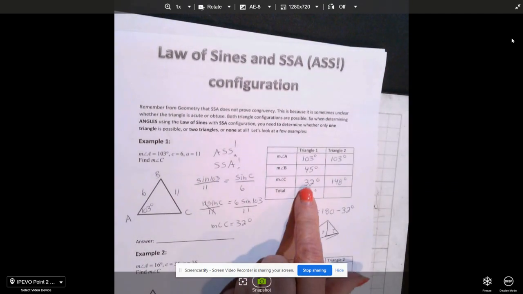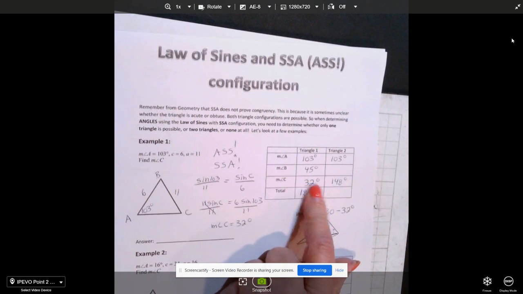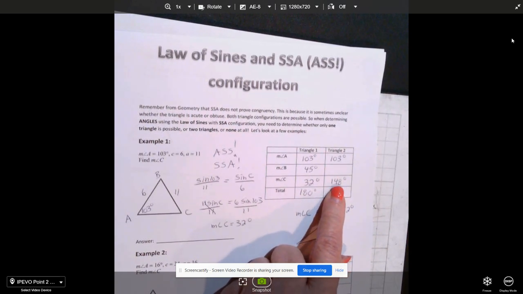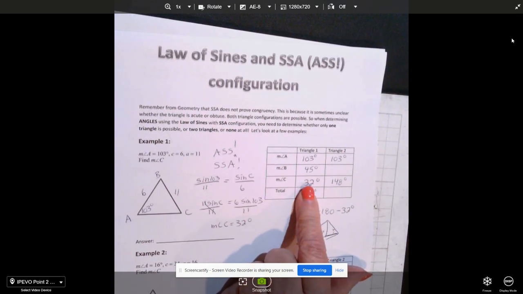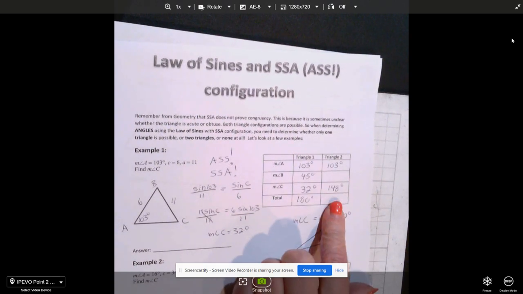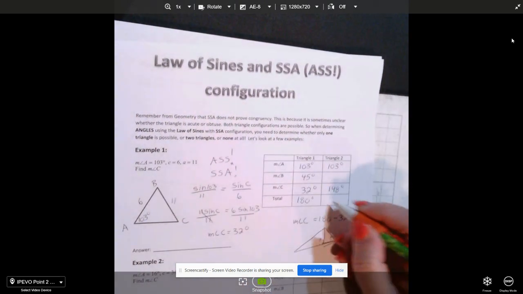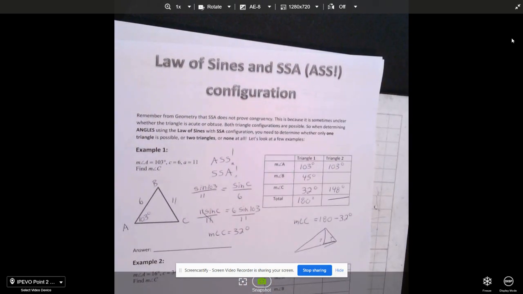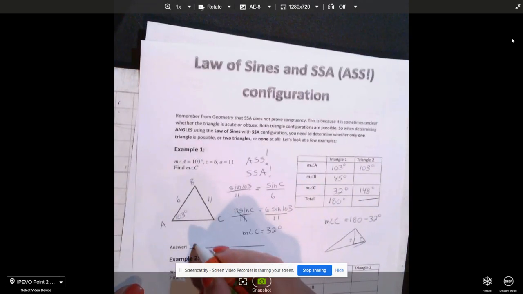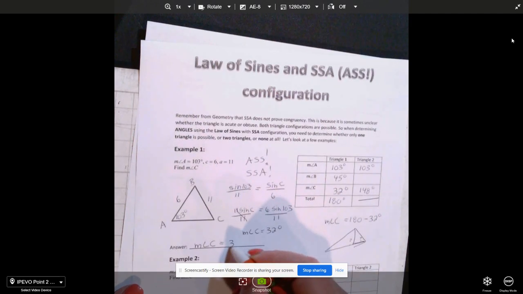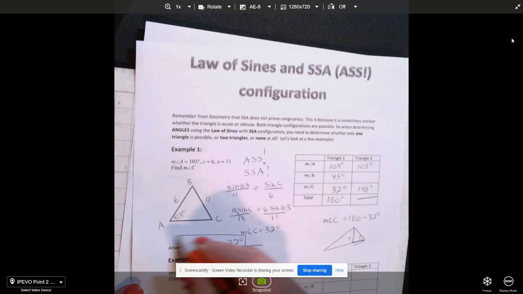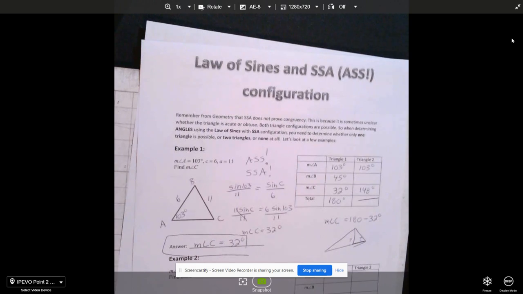So when you're finding this, it's always going to be the measurement that you find using your law of sines, and the other one is always going to be 180 degrees minus the first one you found. Well, now we can clearly see that there's no way I can get this to add up to 180 degrees. I'm already over 180 degrees. So therefore, my answer is that the measurement of angle C can only be 32 degrees because I only have one triangle possible. I don't have any other triangles possible.